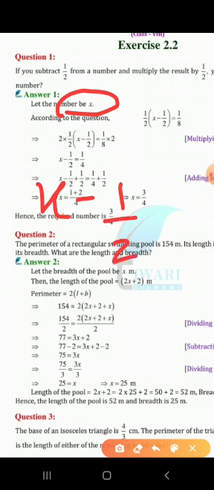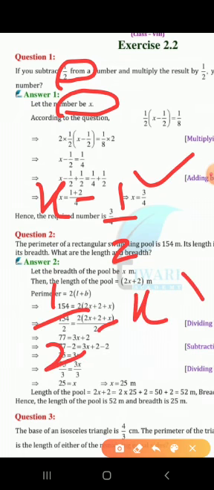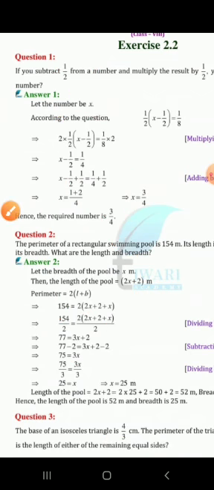Here see the word is "from". So this is right. If you are doing half minus x, this is wrong. Why? Because half is being subtracted from x. This is the right one. So x minus half, and whatever answer comes on subtracting, that needs to be multiplied by 1 upon 2.